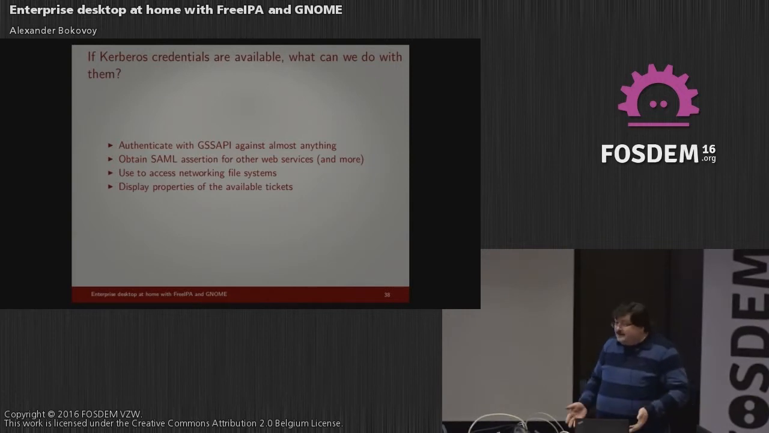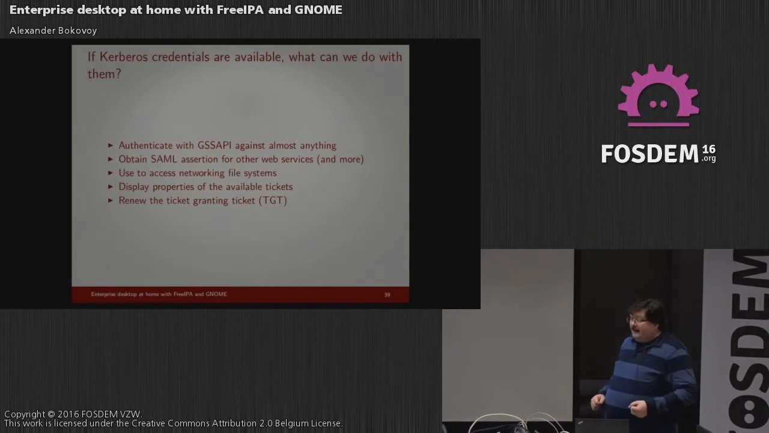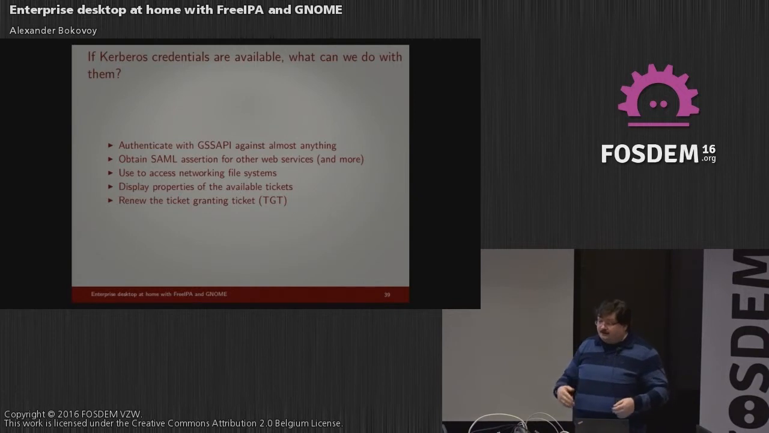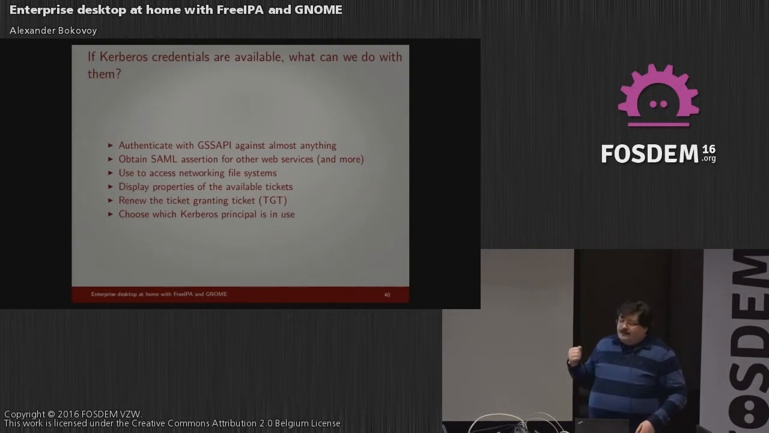And I obviously can display properties of the tickets that I obtained. It's not working well yet, and I will show how it's not working. But I also can renew the ticket. Typically, the ticket is issued for some time. For example, in Red Hat, it's issued for 10 hours, and then you have to obtain a new one or renew the old one. FreeIPA issues it for 24 hours, so you can configure it for renewal, and SSSD can handle the renewal.